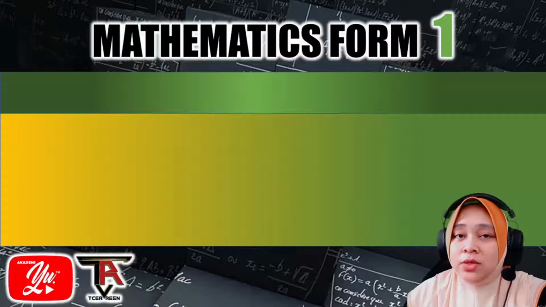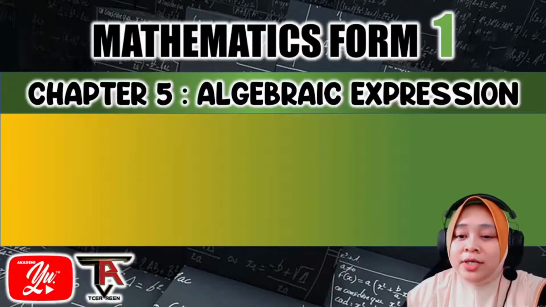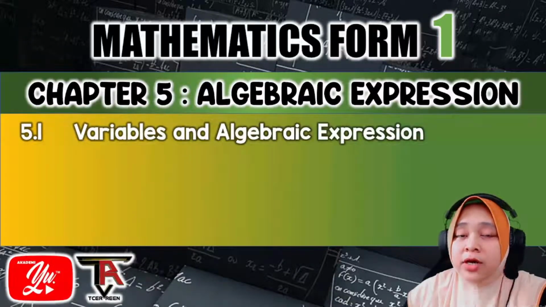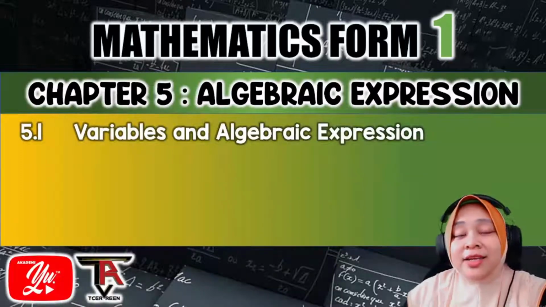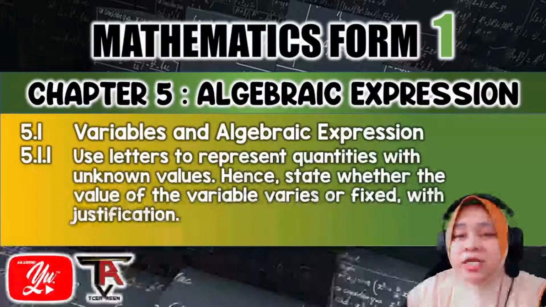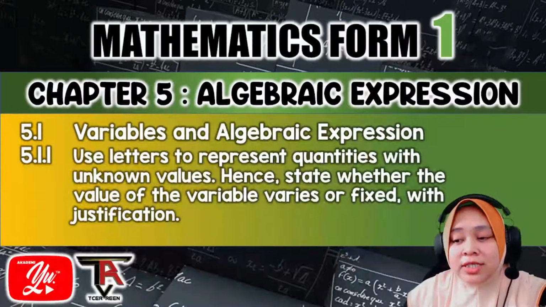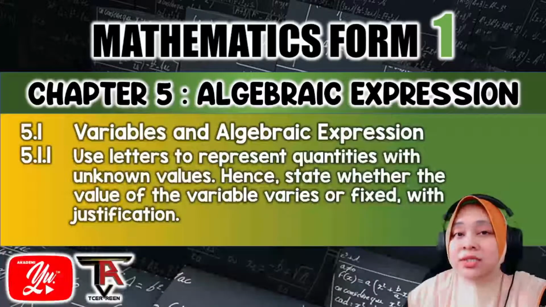In this video, we will learn Mathematics Form 1, Chapter 5, Algebraic Expression, 5.1, Variables and Algebraic Expressions, and the learning standard is 5.1.1. Use letters to represent quantities with unknown values. Hence, state whether the value of the variable varies or fixed with justification.